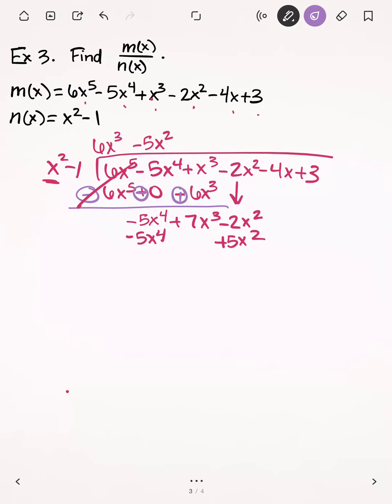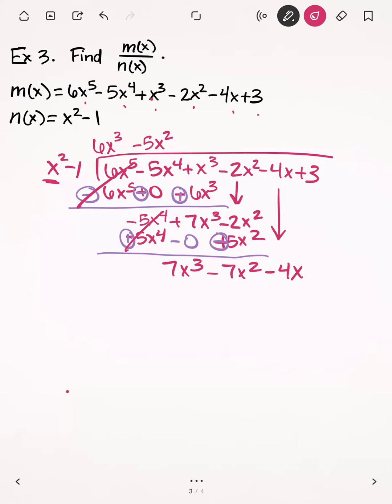Change my pen color and draw the line. Change the sign. Again, this was just a 0. And I changed my signs. So here we go again. Those add, those cancel out. 7x cubed minus 0 plus 0, it doesn't really matter. It's going to stay as 7x cubed. A negative 2x squared minus a 5x squared is a negative 7x squared. I bring down my next term, which is a negative 4x.